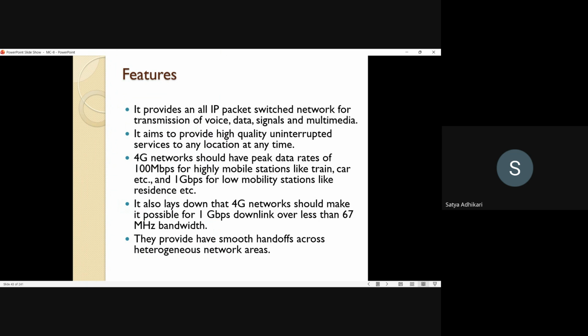It also lays down that 4G network should make it possible for 1 Gbps downlink over less than 67 megahertz bandwidth. They provide smooth handoffs across heterogeneous network areas where the networks are different. Where the networks are different, it provides the services as well.